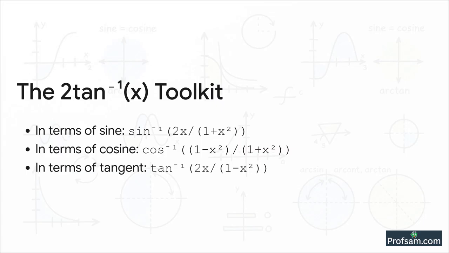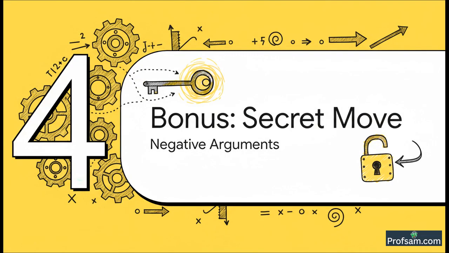Look at this. You can change it into a sin inverse expression if you need to. Or you can change it into a cos inverse expression. Or even into another tan inverse expression. This flexibility is what makes it such a powerful cheat code to have in your toolbox. Great. You are doing really well. Now, let's quickly unlock a secret move for a special situation.